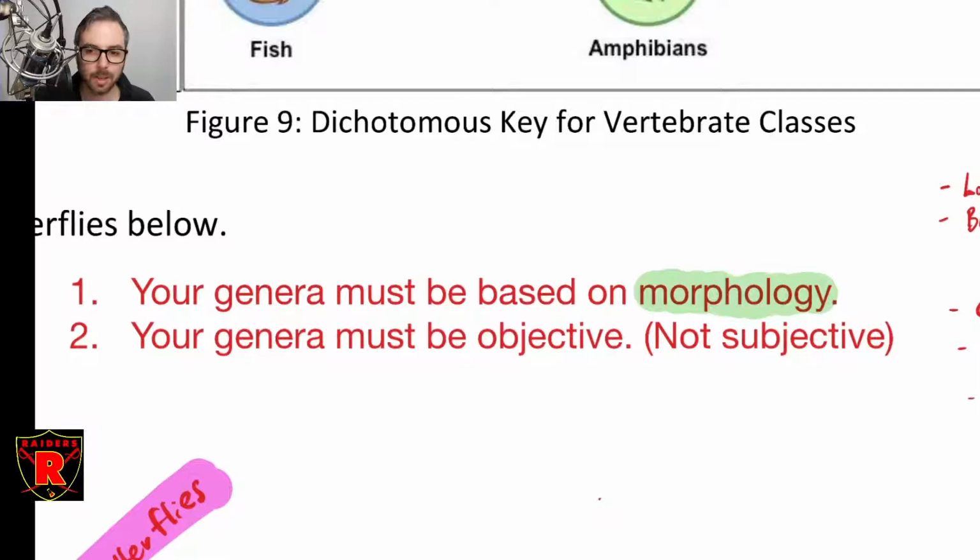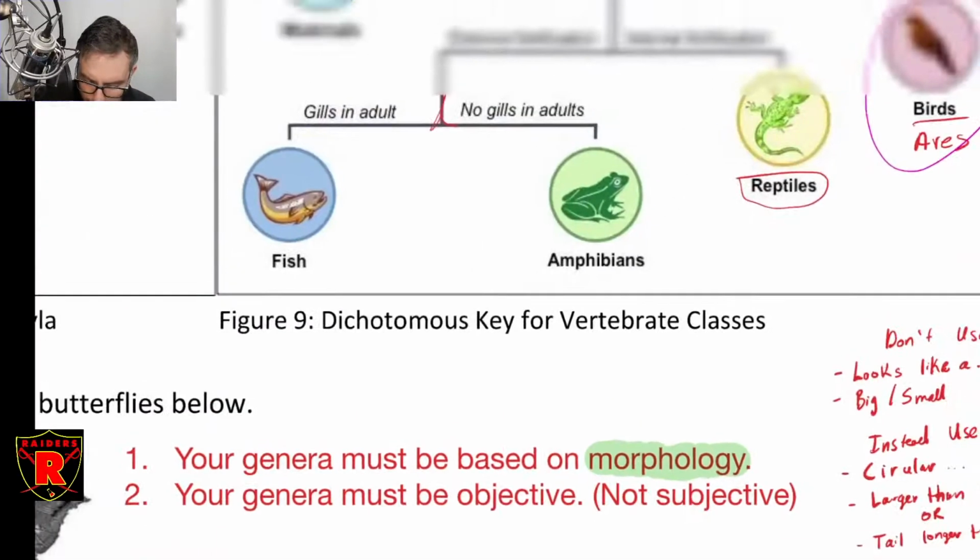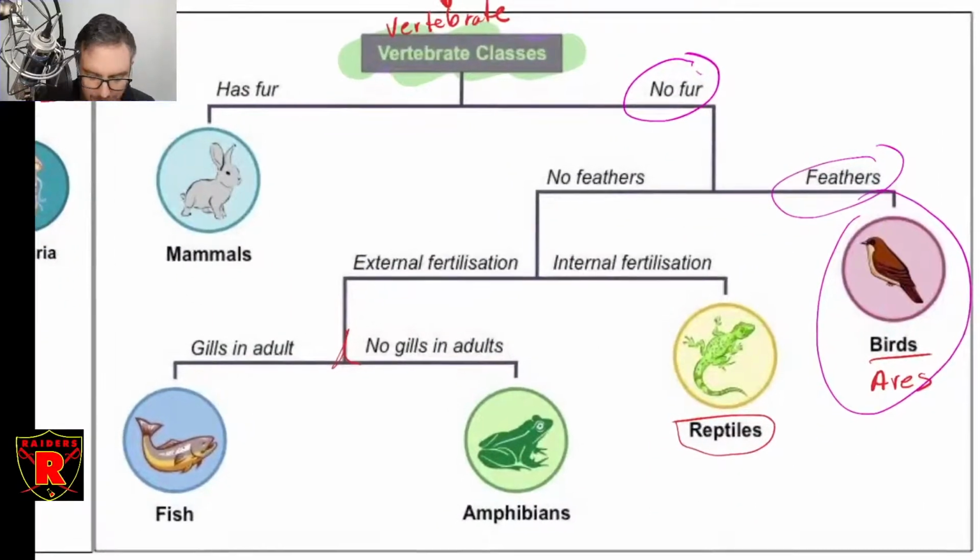So, oh, sorry, question. What about the mammals that don't have fur? Marine mammals. Great question. Bree, that is a fantastic question. Can you give me 2 seconds here? I want to answer that question.